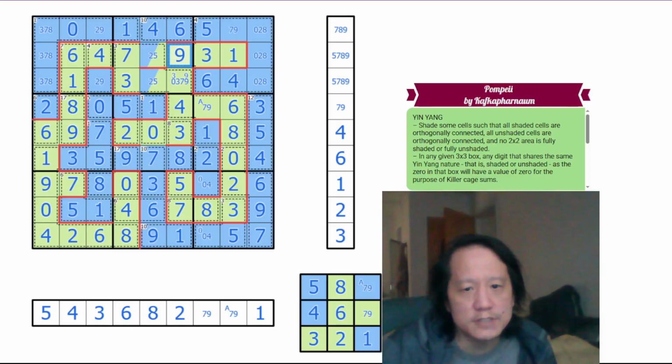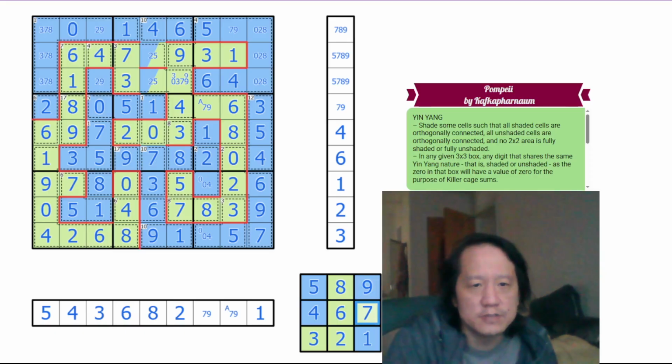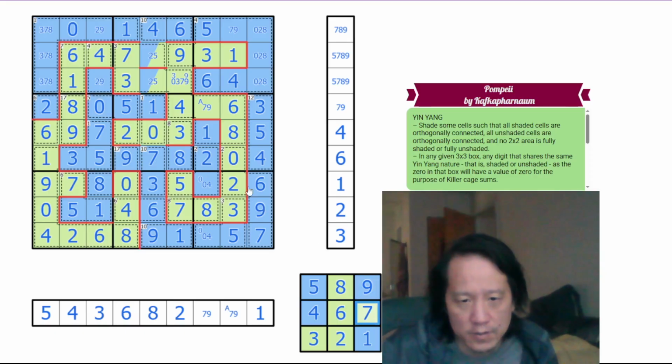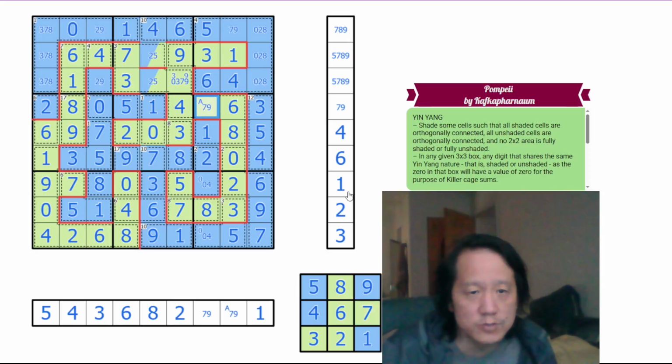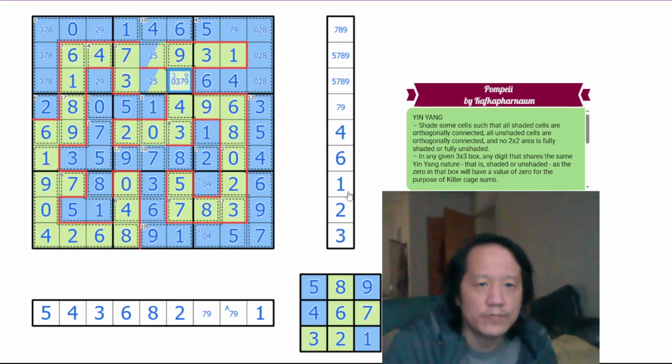Which means we're missing 9 in box 3. We're missing 7 in box 6. So this must be a 9 here. No 3, 7, or 9. It's 0. 3 eliminates... This can't be 3 or 7. It's 8. This can't be 3 or 8. So this is 7, which makes this a 3.